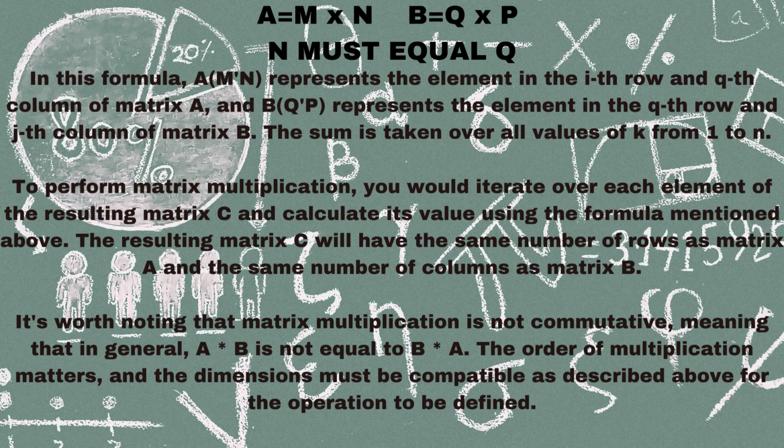It's worth noting that matrix multiplication is not commutative, meaning that in general, A times B is not equal to B times A. The order of multiplication matters, and the dimensions must be compatible as described above for the operation to be defined.